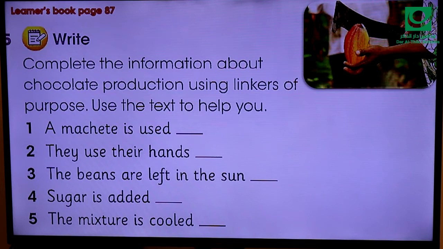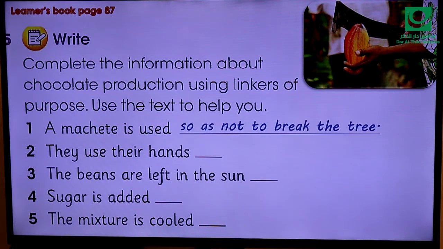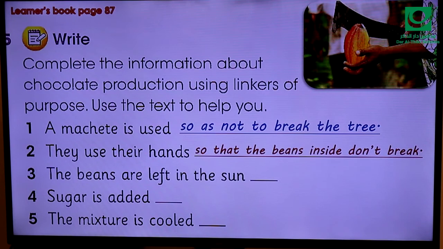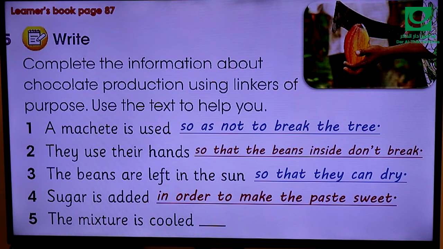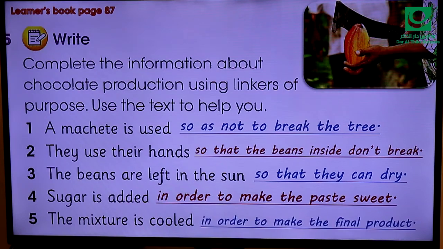A machete is used. Yes, so as not to break the tree. They use their hands. Yes, so that the beans inside don't break. The beans are left in the sun. Why? So that what? Yes, so that they can dry. Sugar is added. Yes, in order to make the paste sweet. The mixture is cooled in order to make the final product.